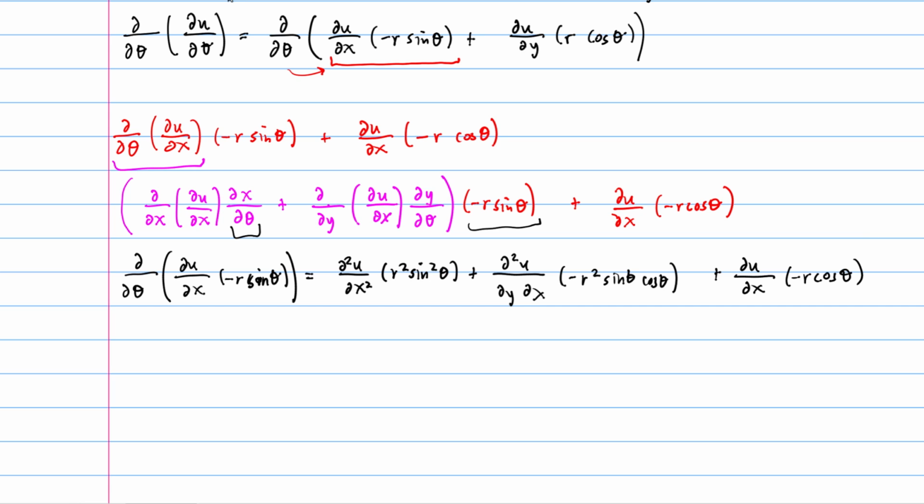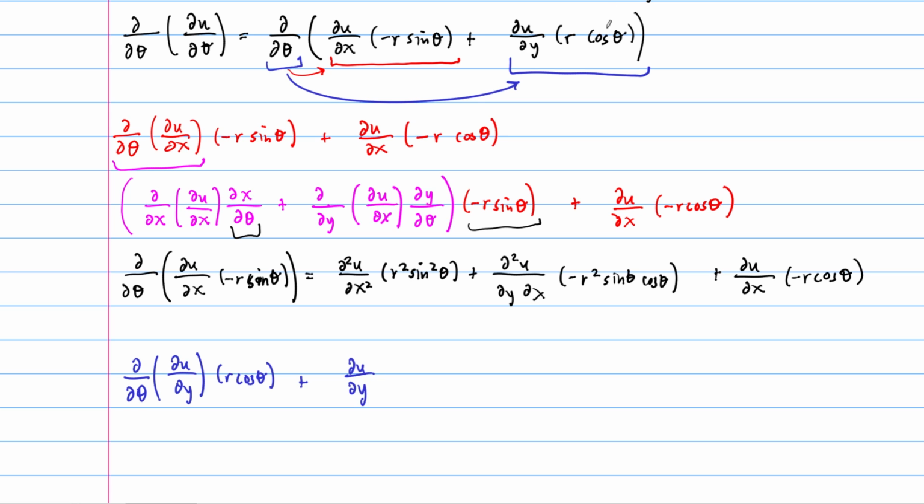Okay, and then we have to do all that same work for this term, right? And by the way, that's this applied to this, right? So when we apply the theta derivative, it's going to hit the first term. It's a lot of bookkeeping here, but we're getting there. We're close. So it's going to hit the first term, du by dy. It's going to leave r cosine theta alone. Plus, it's going to leave du by dy alone. And then the theta derivative is going to hit this term. So this is now going to become minus r sine of theta.